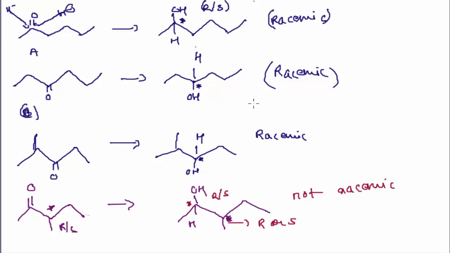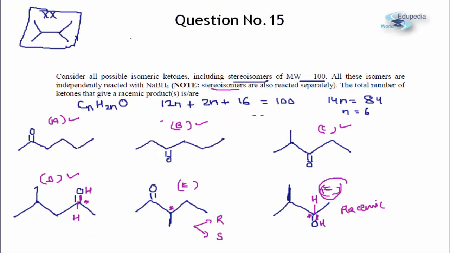So finally my answer to this particular question, if I just go back and visit the structures again, will be A, B, C, this one is D and F. These are the 5 ketones which will give you a racemic mixture. So the correct answer to this question will be 5.